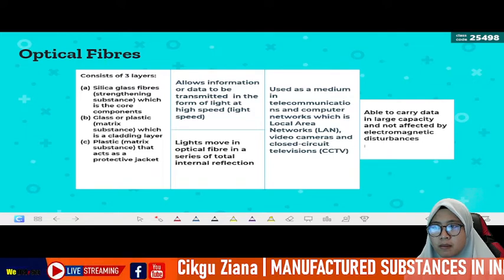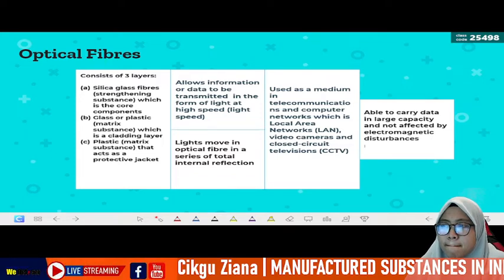Optical fiber consists of 3 layers. Silica glass fiber is a strengthening substance, which is the core component. Glass or plastic is a cladding layer, which is also the matrix substance. Plastic acts as a protective jacket, also a matrix substance.